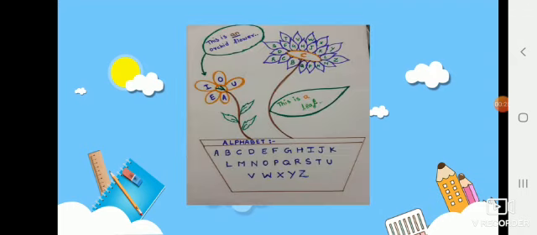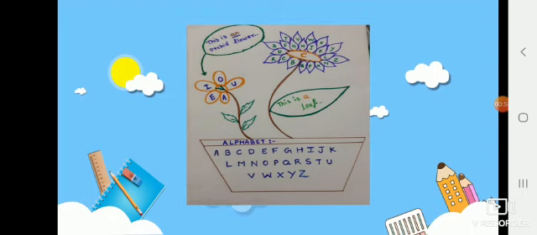There are 26 letters in the English alphabet. See the picture. In the picture, downside a pot is given and in that pot all the alphabets are given. Out of all 26 alphabets, 5 are vowels and 21 are consonants. A, E, I, O, U. These 5 are the vowel sounds and the remaining 21 are consonants. Now, is the idea clear? Shall we move on?